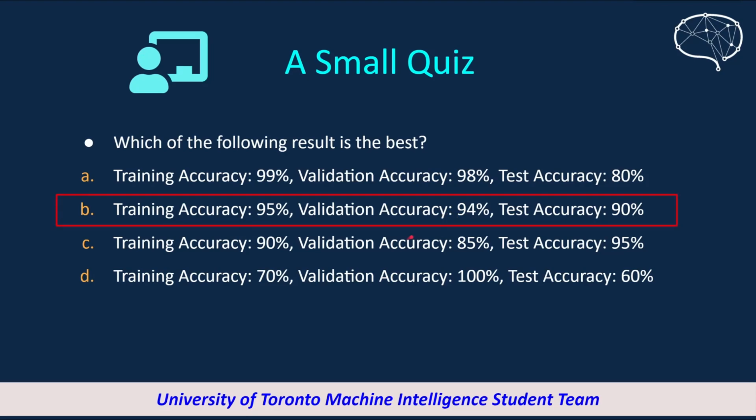Okay, so the result is actually the option B here. And if you look at the other ones, for example, in A, you have a training accuracy of 99%. That's very good. It probably means that your training has covered all of the data points, and it could make prediction directly exactly on the data points you have. And the validation accuracy is also very high, it's 98%, but you only get 80% test accuracy.